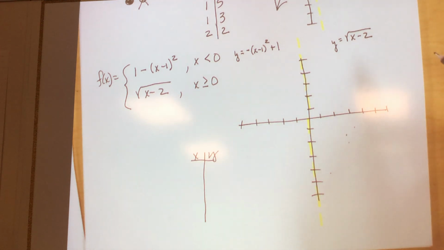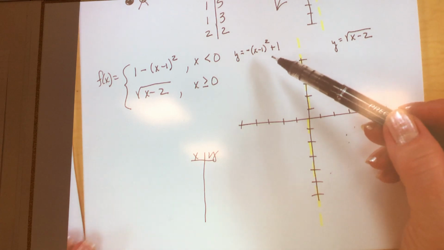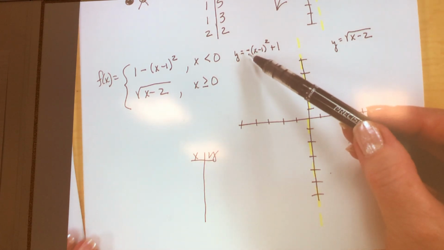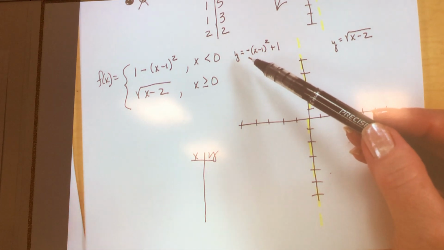Alright, so here we go. Let's do this one. This is a parabola. Do you agree with me? Yes. Okay, what does this minus do to my parabola? Flips it. Yeah, it makes it open down. Instead of opening up, it reflects over the x-axis and makes it open down.